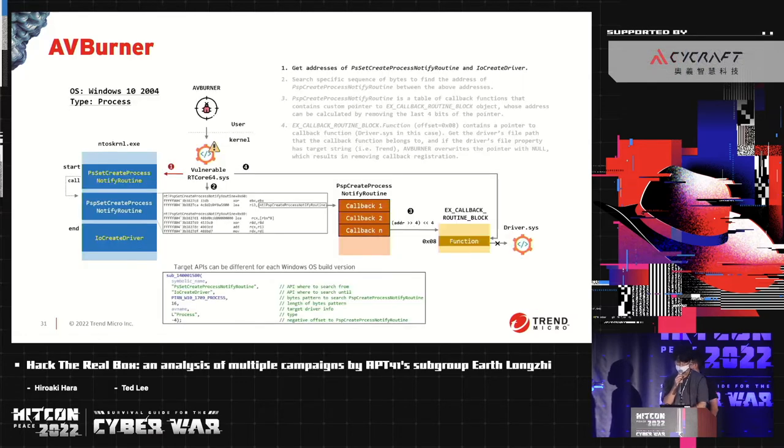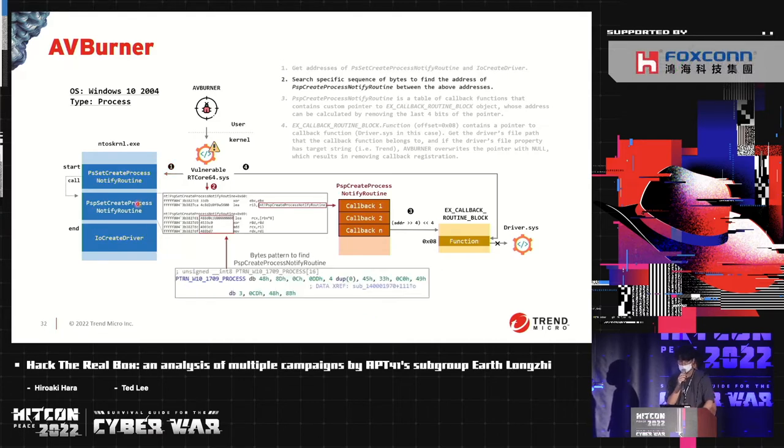Okay, so at first, AVVulner tries to get the address of the PsSetCreateProcessNotifyRoutine API and the IoCreateDriver API, which are exported by the NTOS kernel. Then it searches for some specific byte sequence like this. This byte sequence is actually an instruction used in PspSetCreateProcessNotifyRoutine, and we can find the address of PspCreateProcessNotifyRoutine just before the target instruction here. So it's like running the pattern searching by themselves.